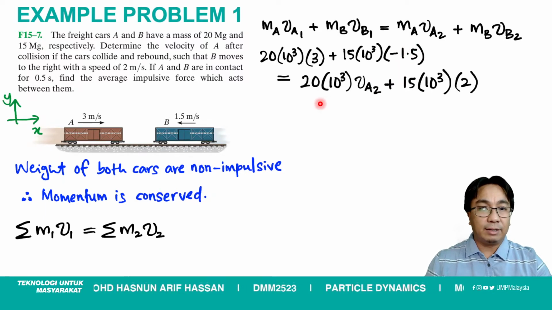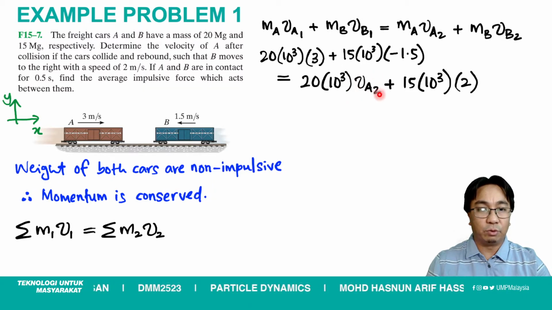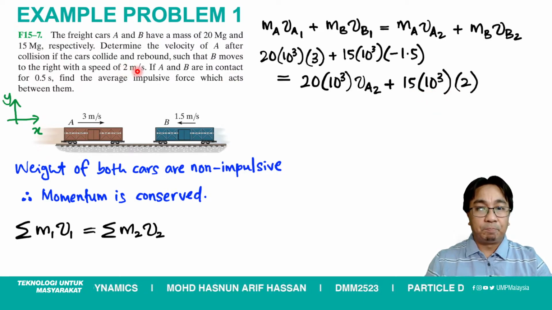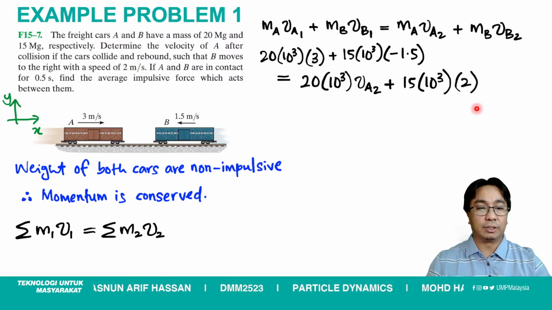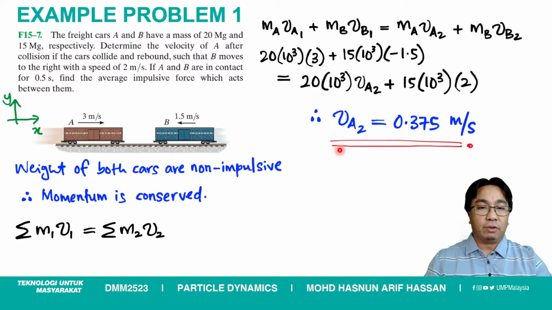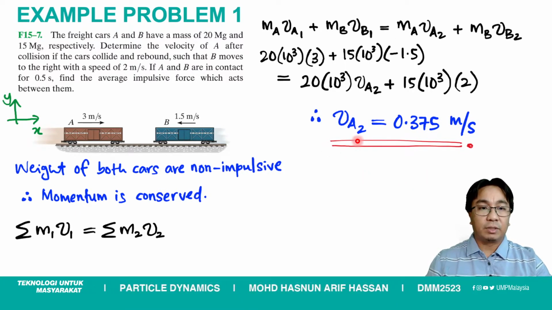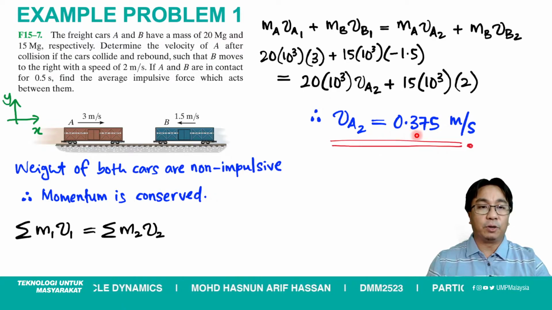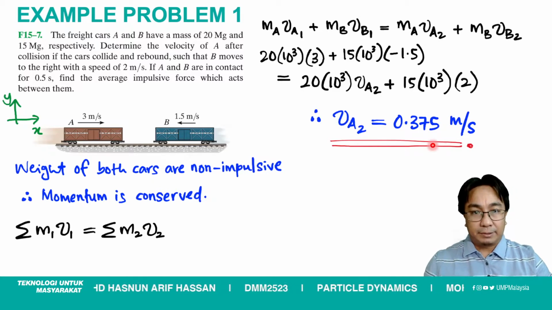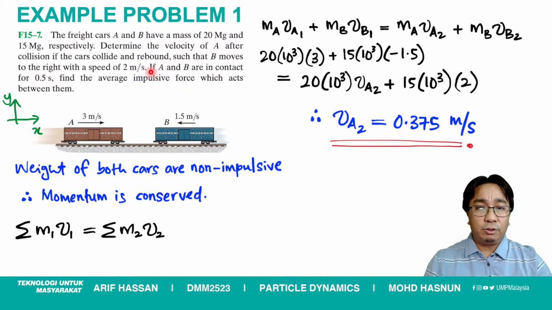On the right hand side, we have 20 megagrams times va2. This is the one that we want to find. And 15 megagrams times 2, which is given here. That is the velocity or the speed of B after the collision. So from here, straight away, we will get the velocity of car A, va2, is equal to 0.375 meter per second after the impact.